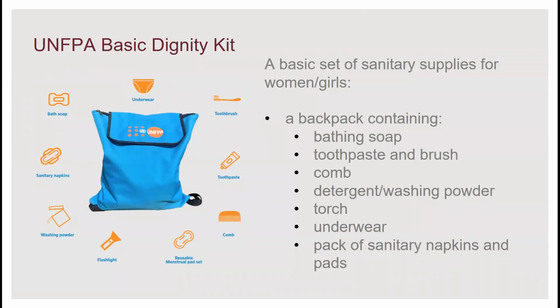This is another type of kit. Generally, a dignity kit includes a basic set of supplies that can be distributed to women and girls to help them manage their menstrual health and hygiene needs. These kits may include other items appropriate to the culture and needs of the target population. The best known is probably the UNFPA Basic Dignity Kit pictured here. The current version of the kit that can be procured from UNFPA contains the items shown here.